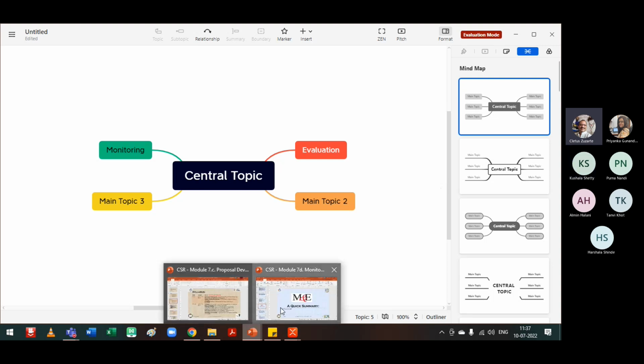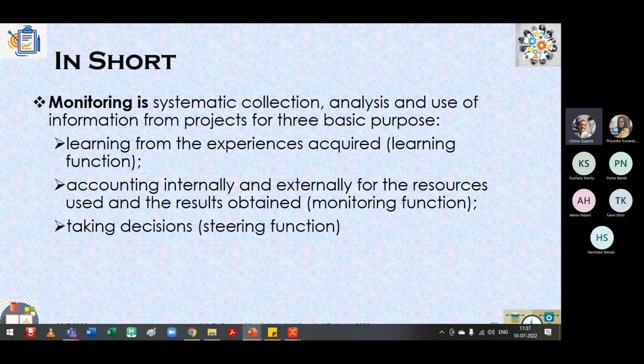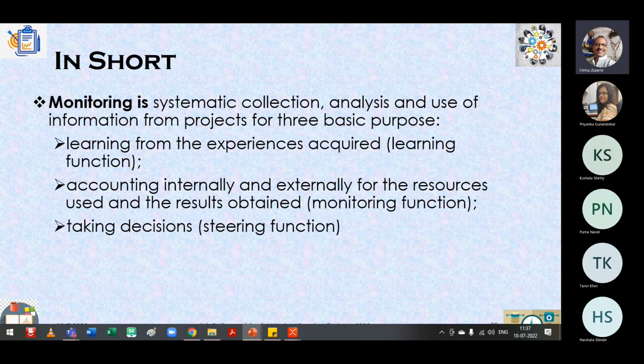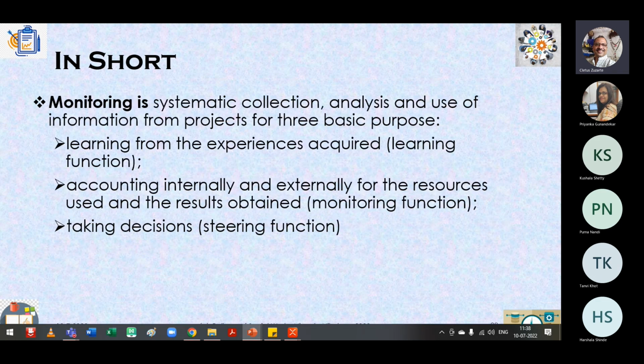So what is really monitoring? Monitoring is basically a systematic collection, analysis, and use of information. You're taking information from the project and looking at what is happening within the project. You have the design of the project. Based on the design, you are collecting information and asking, is the project working effectively? Is the project delivering as per the plan? So you are assessing and analyzing the experiences that are happening within the project.